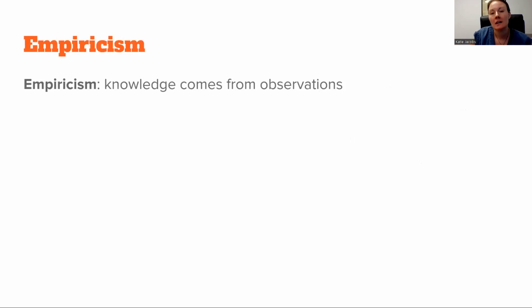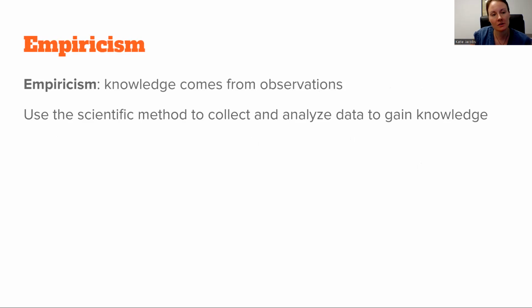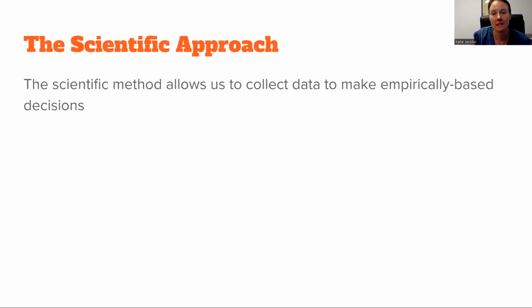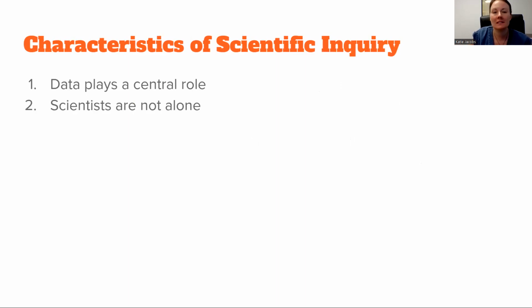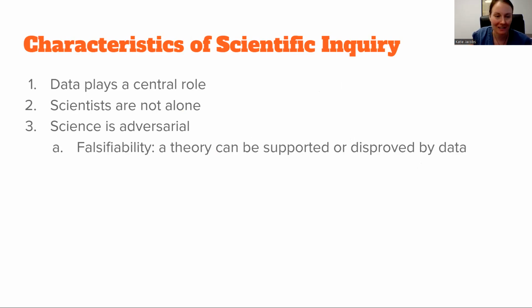So empiricism then, this is the belief that knowledge comes from observations. And so the scientific method is contained in this because we use the scientific method to collect and analyze data to gain knowledge. Okay, so the scientific approach. The scientific method allows us to collect data to make empirically based decisions. And there are different characteristics of scientific inquiry. For example, data plays a central role. Scientists are not alone. Science is adversarial. I thought that's always kind of dramatic in this book.